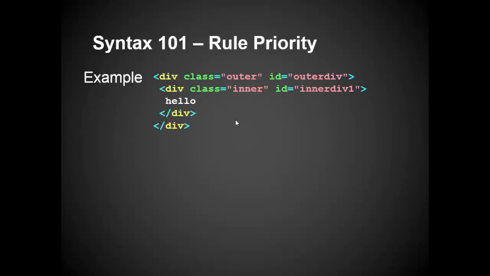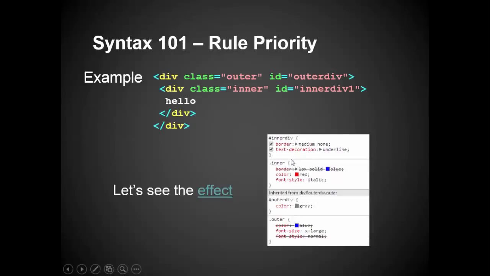Why? Because the class inner is more specific to the text than the ID outer div. So the order in which it's going to be applied is, first the style of the inner div, then the style of the class inner, you can see here, inner div, inner, and then it's going to be applied the style of the ID outer div, and finally the style associated with the class outer, which you can see here.